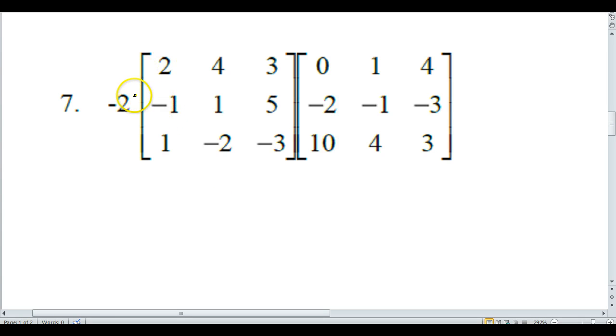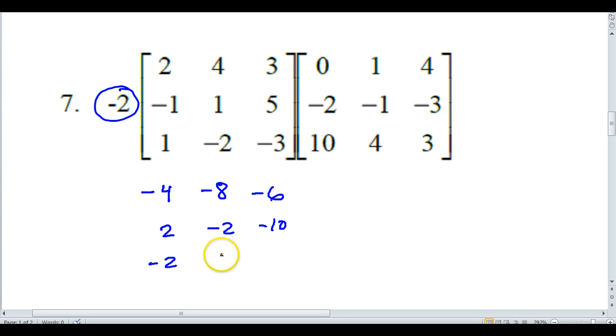Alright, so looking at number 7, I need to multiply by this scalar, multiply everything by -2. So if I multiply all of these by -2, that's going to make -4, -8, -6, +2, -2, -10, -2, 4, 6. Okay, so that's this matrix.